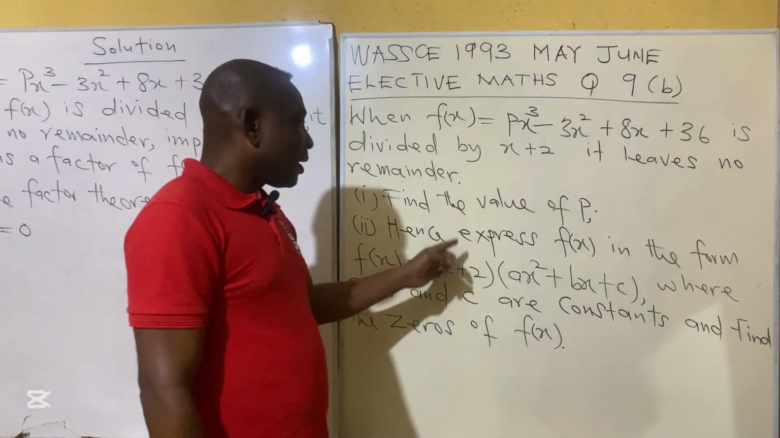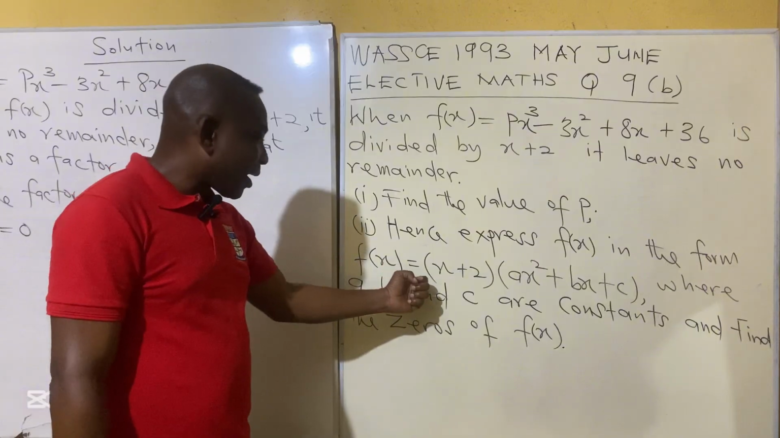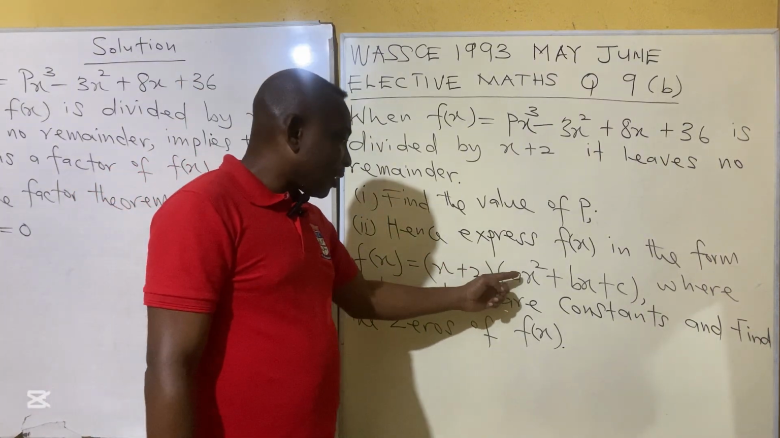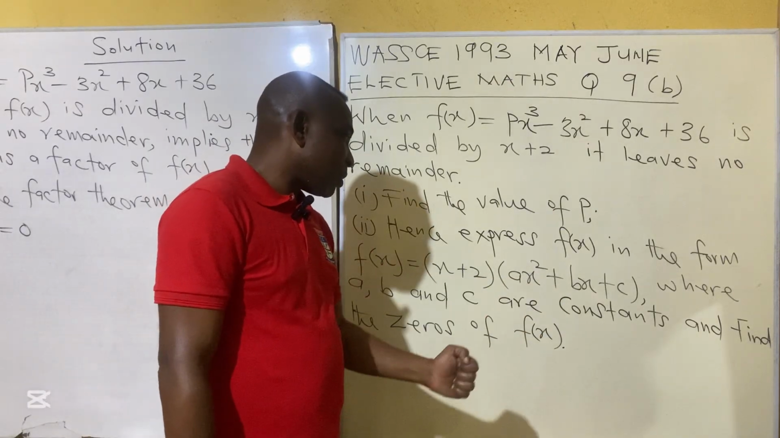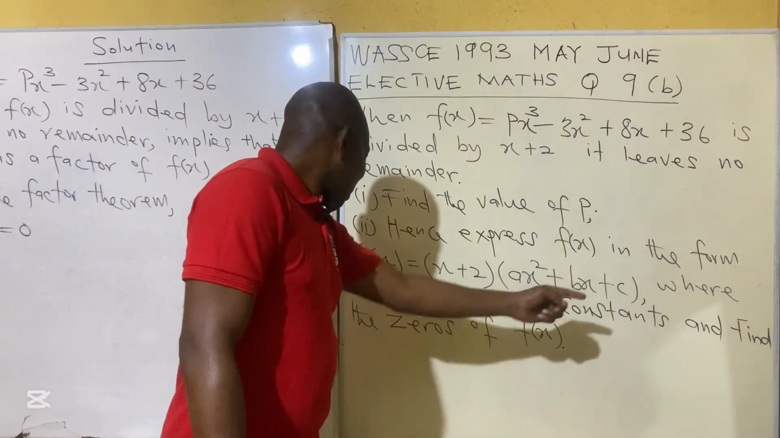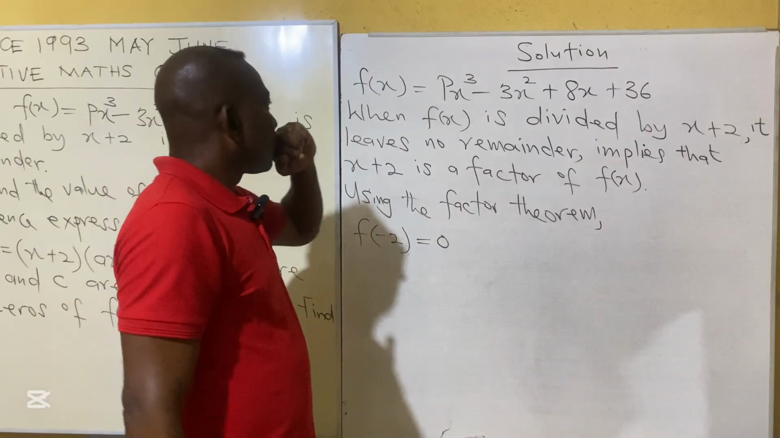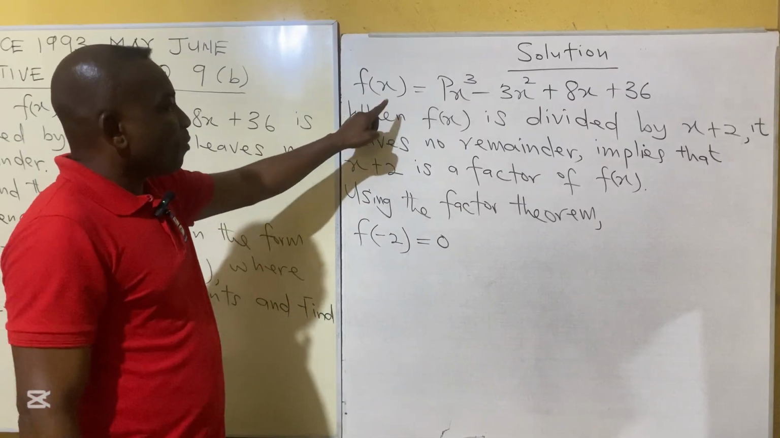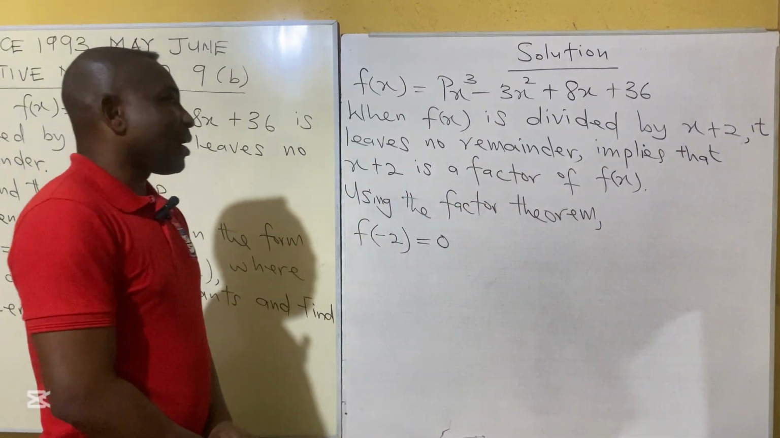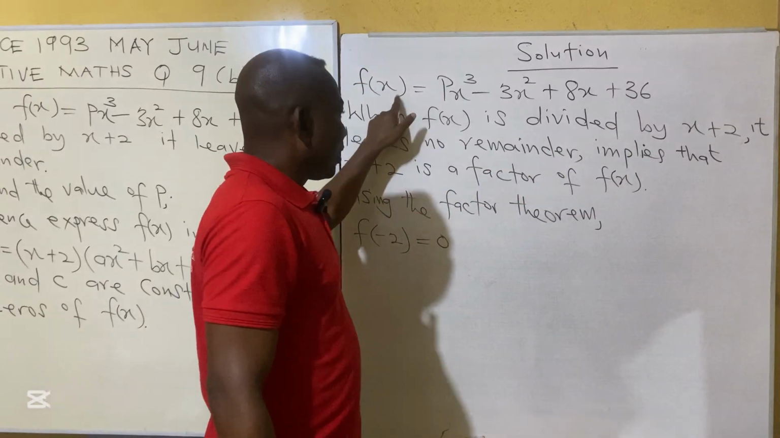II. Hence, express f of x in the form f of x equals (x plus 2)(ax squared plus bx plus c), where a, b, and c are constants, and find the zeros of f of x. Solution. We are told that when f of x is divided by x plus 2, it leaves no remainder, meaning that x plus 2 is a factor of f of x.